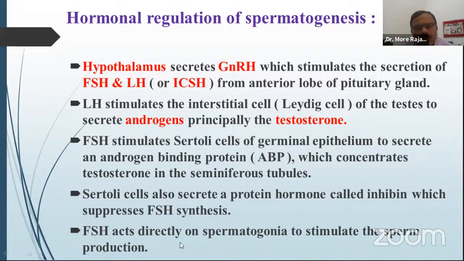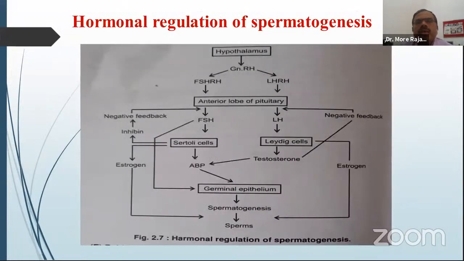This FSH acts directly on the spermatogonia to stimulate sperm production. So under the control of FSH, the sperms are produced from the spermatogonia. Here is the entire process of the hormonal regulation of spermatogenesis.